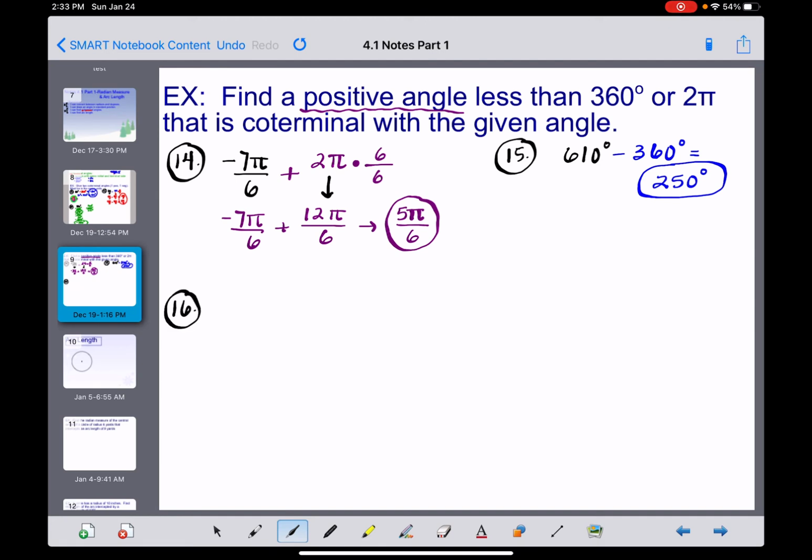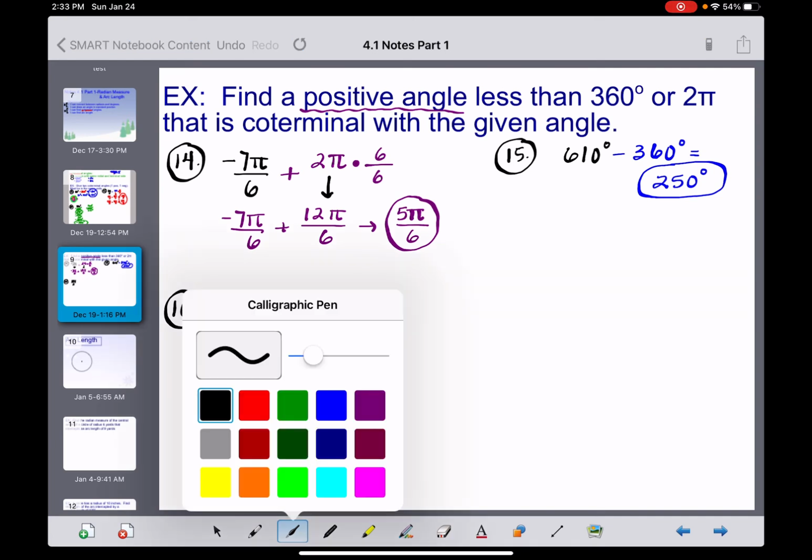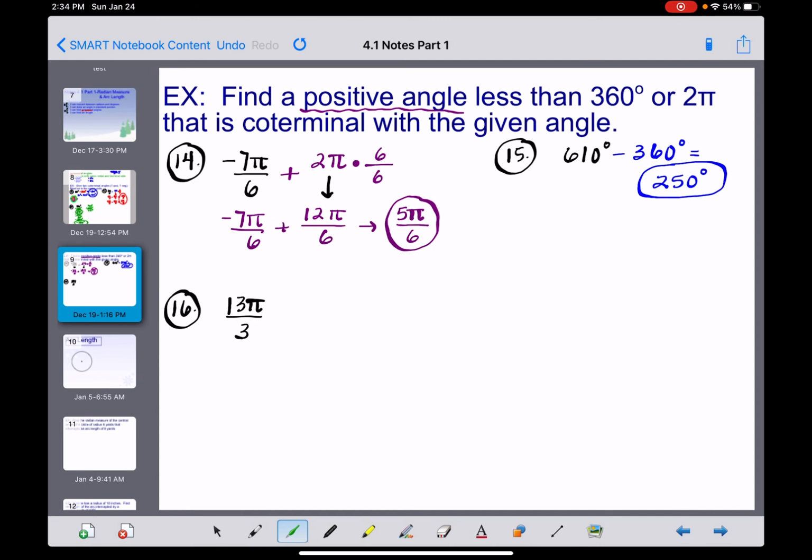Okay, example 16, 13 pi over 3. If you're feeling confident, maybe pause the video and try this on your own, as we would be doing if we were in class. So again, I have 13 pi over 3. I need it to be less, in this case, than 2 pi, because this is in radians, but it's got to be positive. Well, it's already positive, but in terms of pi over 3, 6 pi over 3 would be less than 2 pi. So I'm going to have to subtract 2 pi to get it to be smaller.